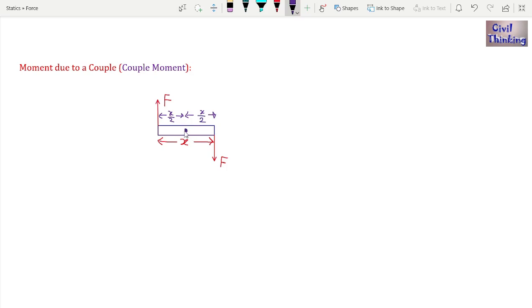Now we want to find the moment at this center point. What is the moment at this point? F multiplied by x by 2 is the moment due to this F force, because this is its line of action, right? It is in the clockwise direction, it will try to rotate it like this. So clockwise I'm choosing to be positive. You can also choose it to be negative, but then you have to choose anti-clockwise moments to be positive. Anyways, the moment here is F multiplied by x by 2.